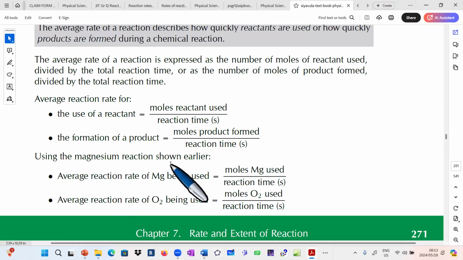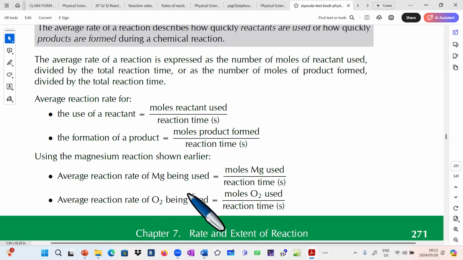Using the magnesium reaction shown earlier, we look at the average reaction rate of magnesium being used. So we saw that in that reaction of magnesium and oxygen, the moles of magnesium used divided by reaction time gives the average reaction rate. So that one is moles of magnesium used divided by reaction time in seconds. And we have the average reaction rate of oxygen being used.